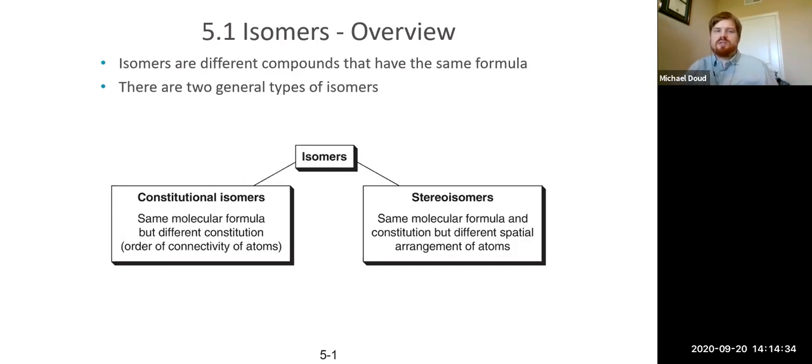Remember, isomers, that's a review. Those are different compounds that have the same formula. And there are a few different ways that you can get isomers. There are what we call constitutional isomers. That's what we talked about in Chapter 4 and a little bit earlier. That's where, again, it's an isomer. It has the same molecular formula, but you have a different type of bonding.